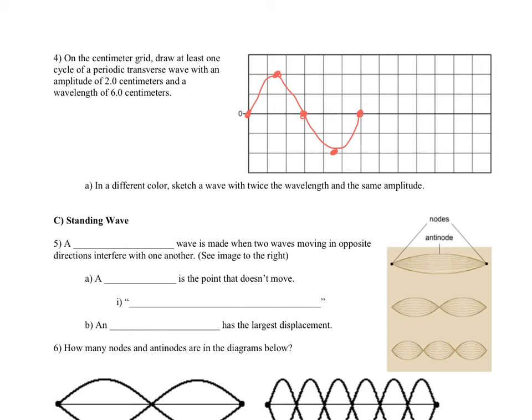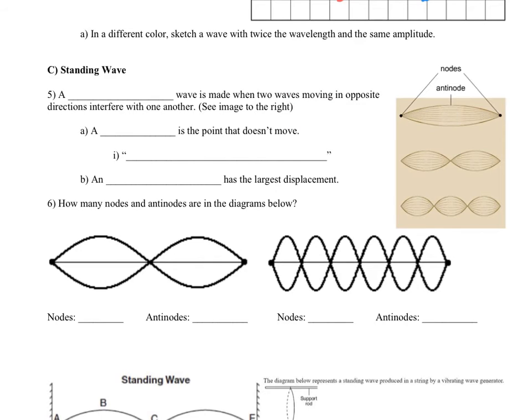Now it says in a different color, sketch a wave with twice the wavelength and the same amplitude. So if it has twice the wavelength, that's going to be 12. So here's my beginning. Here's my middle now at 6, and I have to go another 6. 1, 2, 3, 4, 5, 6. Same amplitude. So the amplitude is going to be between the first and second dot. The next dot we're going to draw is between the second and third dot right here. Again, the amplitude is 2. And our wave looks something like that.